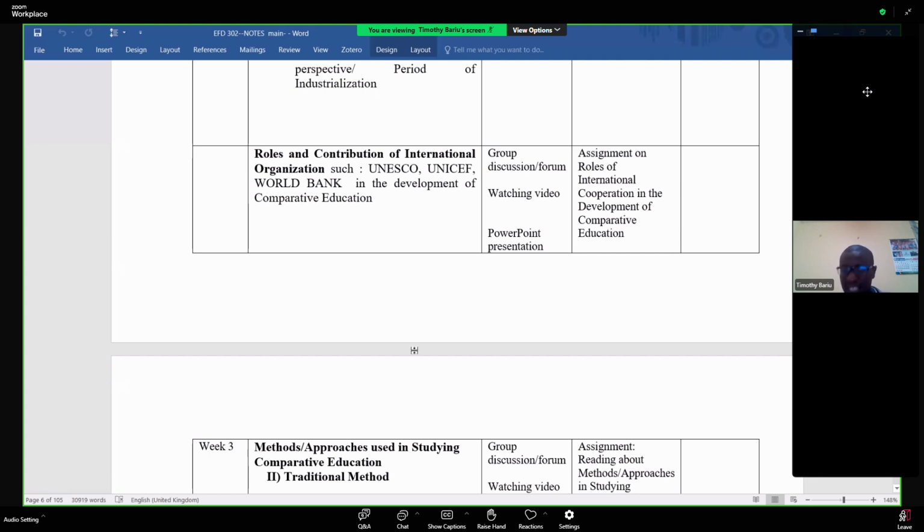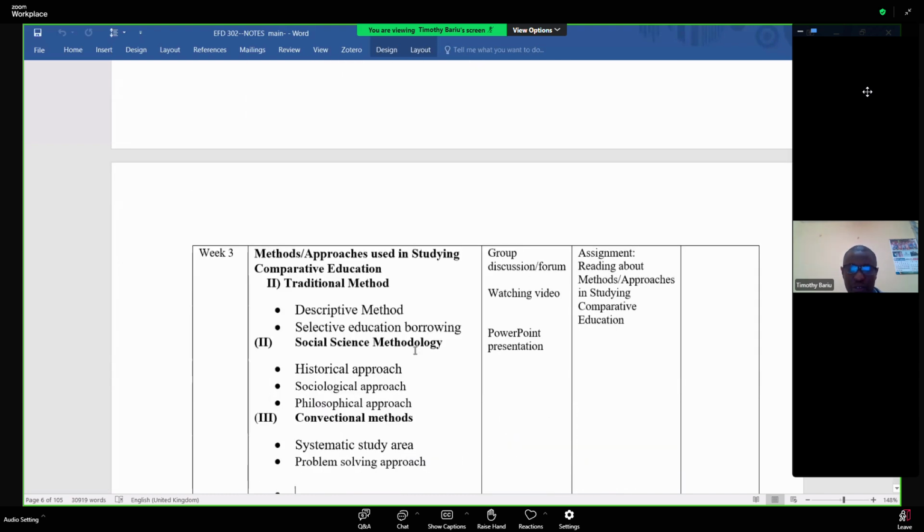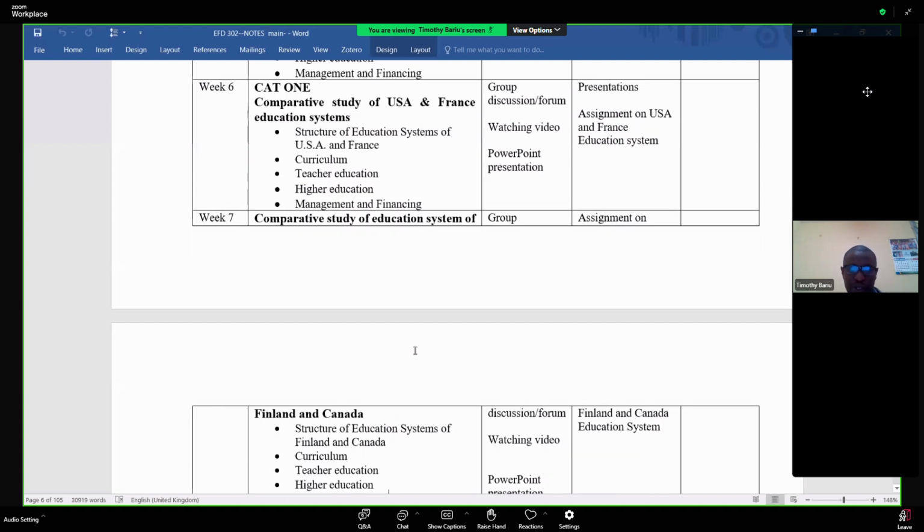I'll share the course outline because it was supposed to be done last week, but there was a delay because of the group setups. So we are going to look at that through your class reps or through your groups so that you can know where you belong.